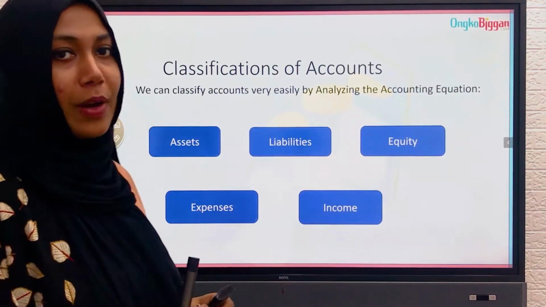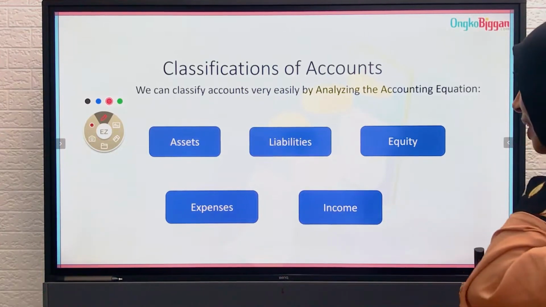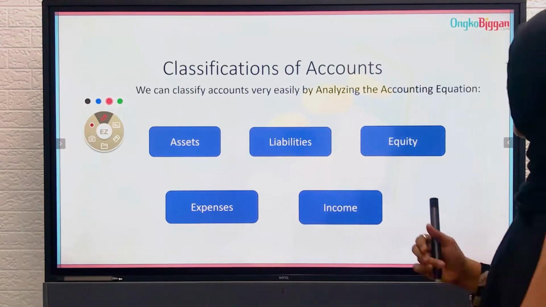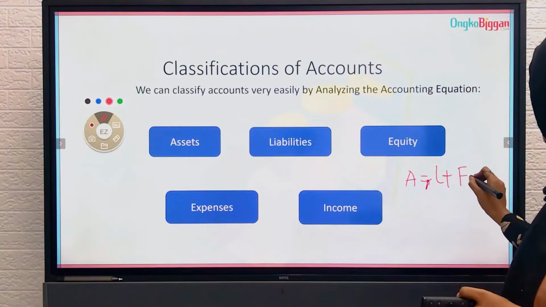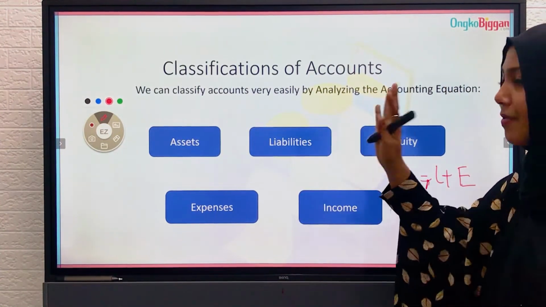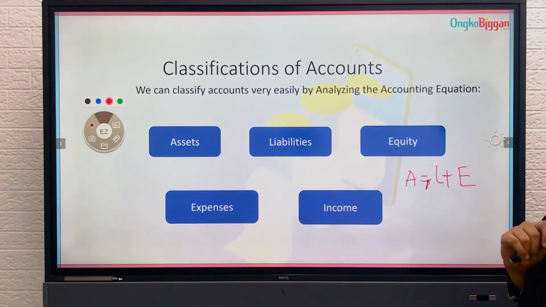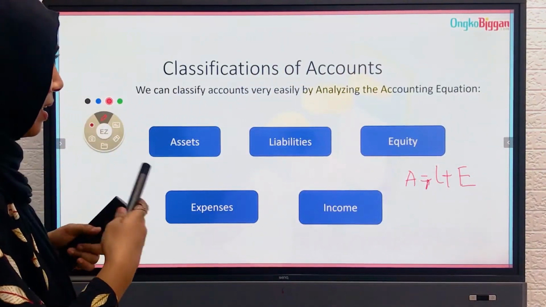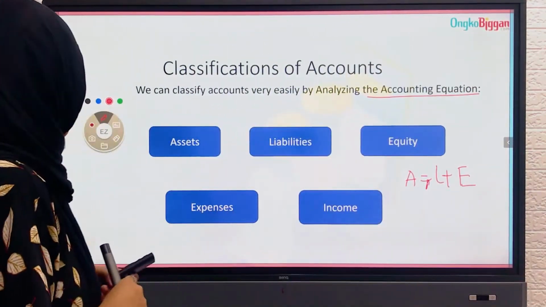The classification of accounts. As I told you, we can classify accounts very easily by analyzing the accounting equation. As we all know, the accounting equation is what? A equal to L plus E, right? So this is the classification of accounts. As we already know, there are only 5 accounts: assets, liabilities, equity, expenses, and income. Based on these elements, we will analyze the accounting equation.